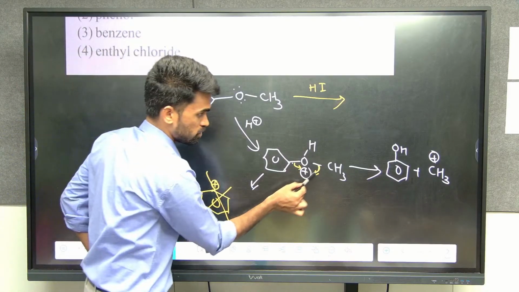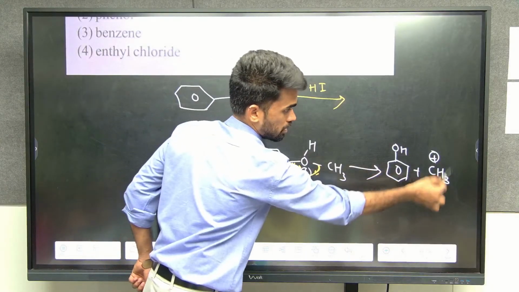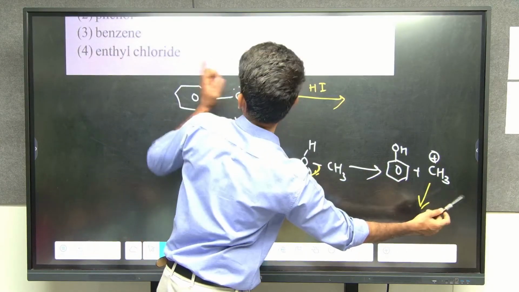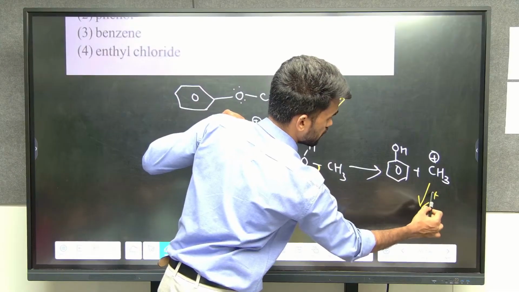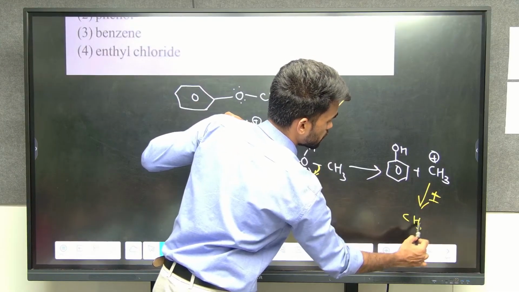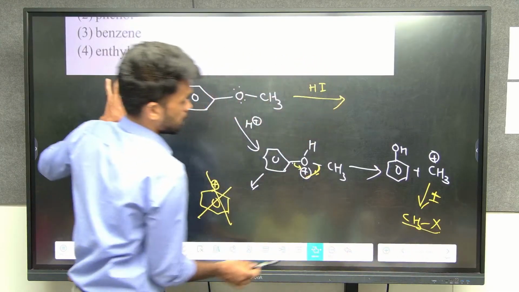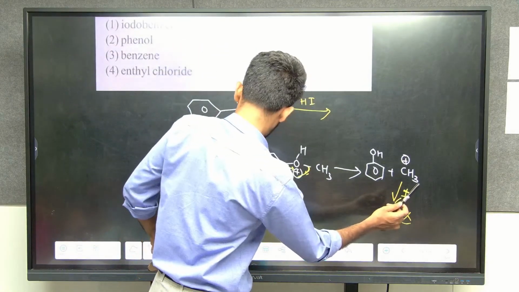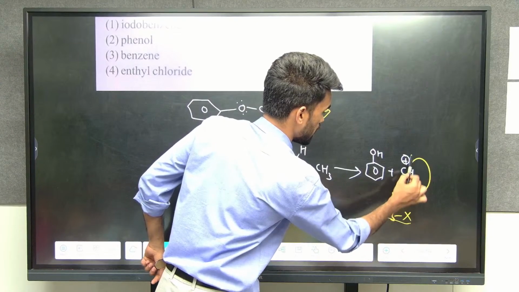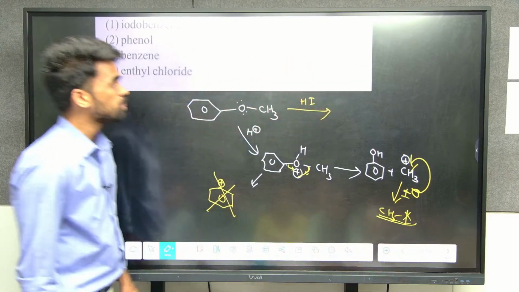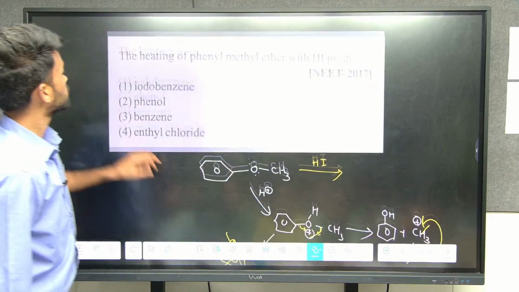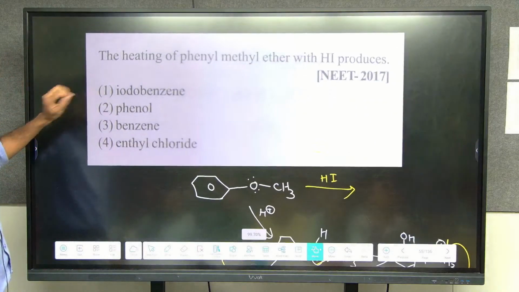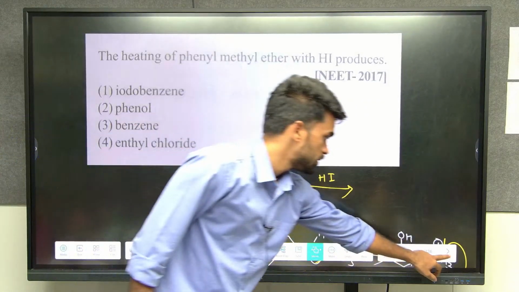So break in this way and you will get a methyl positive charge. Then next, if you add iodine or any halogen to this, it will become methyl halide. Like iodine is given now, I minus. I minus will be added here, and you get methyl iodide. So what is your answer? Phenol plus methyl iodide. Next.